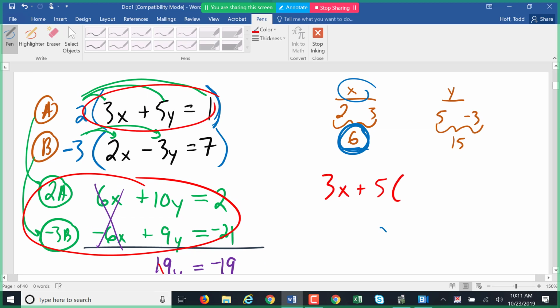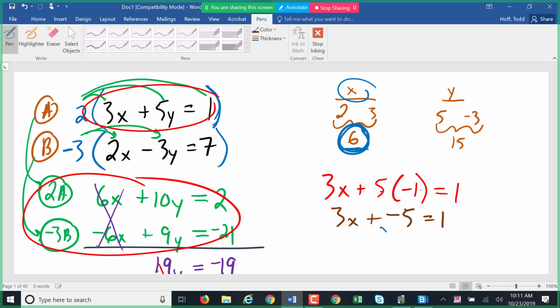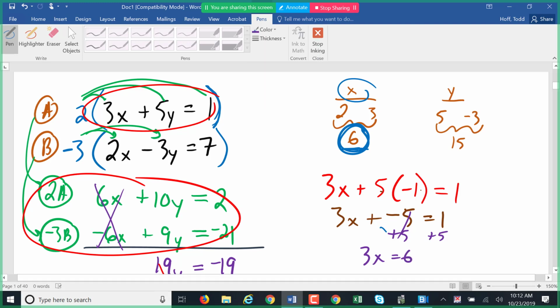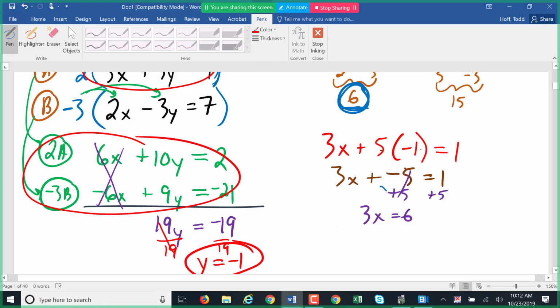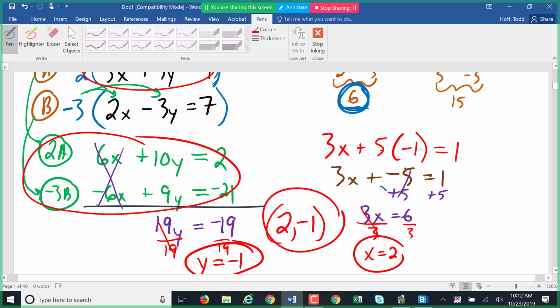3x plus 5 times negative 1 equals 1. The 3x doesn't change right now. 5 times negative 1 is a negative 5 equals 1. So now I'm going to solve that by adding 5. 3x equals 6. And I divide by 3. Get x equals 2. So my solution here, x is 2 when y is negative 1.